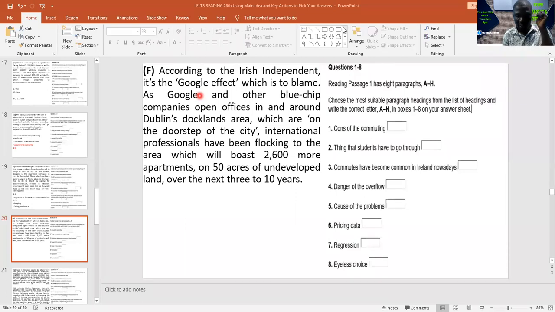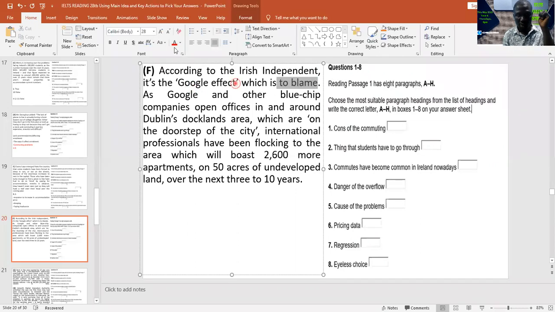Three people have sent in the answer, so I'm going to go about it. It says, according to the Irish Independent, it is the Google effect which is to blame. He's trying to say this is what causes it. Cause, Google effect. It mentioned Google again, another blue chip company. So the main idea is cause, Google effect. I'm not going to write it. I just want to pick my answer as soon as possible, pointing this to that paragraph.